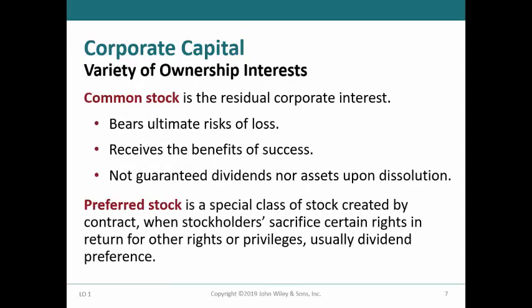rights. The common shareholders, as the residual owners, enjoy the benefits of corporate success, but also bear the ultimate risk of loss if the corporation fails. Common stockholders are not guaranteed dividends nor any assets upon dissolution. Frequently, the common stockholders of corporations that enter bankruptcy lose their entire investment. Preferred stockholders are a special class of stockholders who receive benefits such as dividend and liquidation preferences in exchange for giving up some of their rights and privileges, such as the right to vote on the board of directors. We will discuss preferred shares and dividends in more detail later in the presentation and again in the appendix to the chapter.